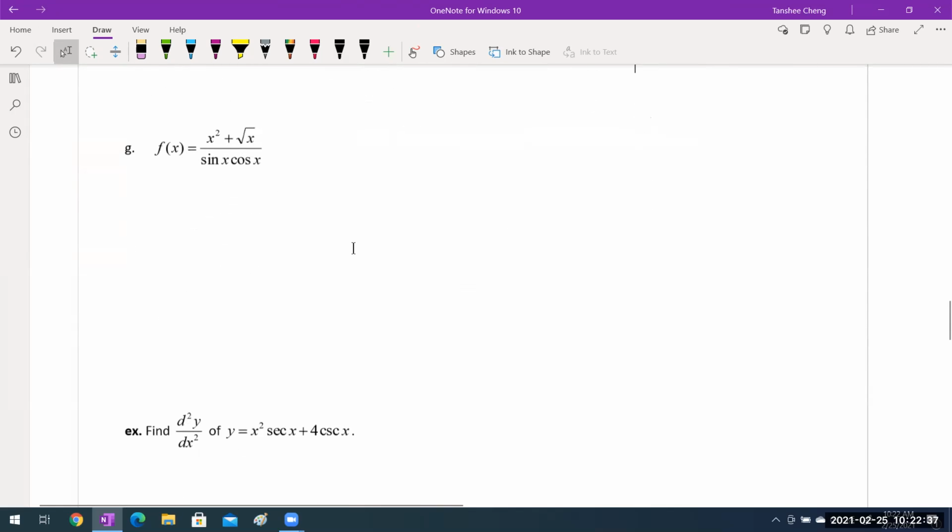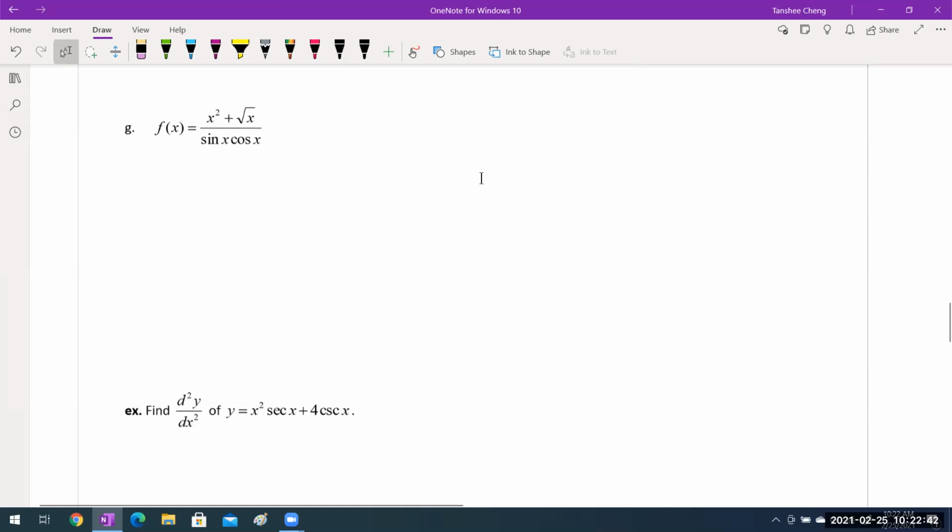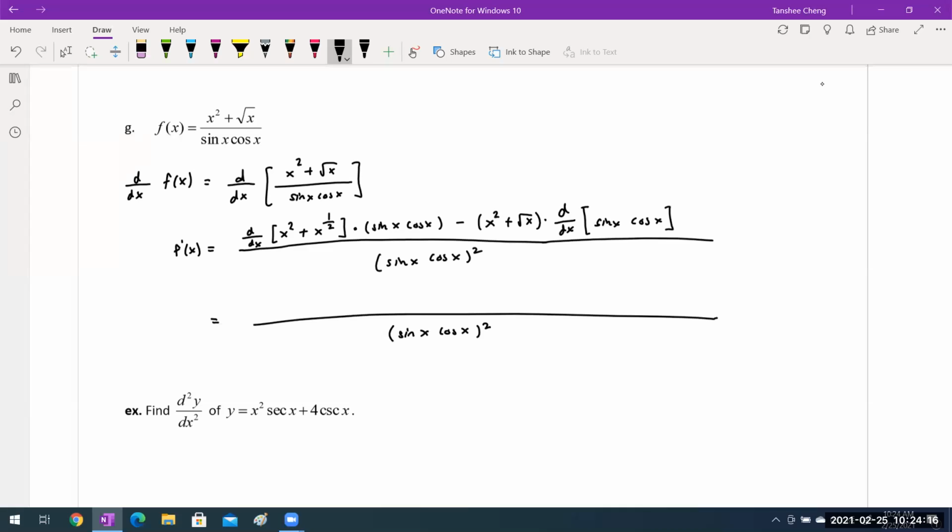G. A bit more complicated now, right? So I have the quotient rule and the product rule together. We have seen this type before. So pause it for a second and then try it out. So when we take the derivative with respect to x of this function f, first using the quotient rule, we take the derivative of the numerator times the denominator minus the numerator times the derivative of the denominator.